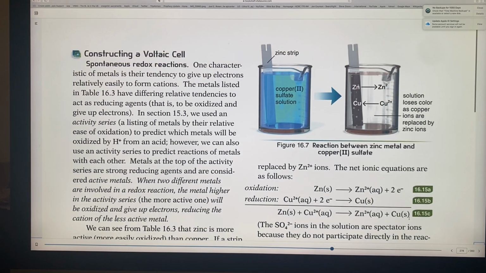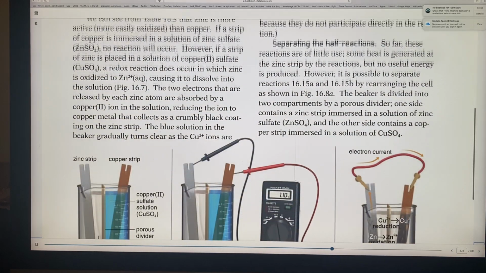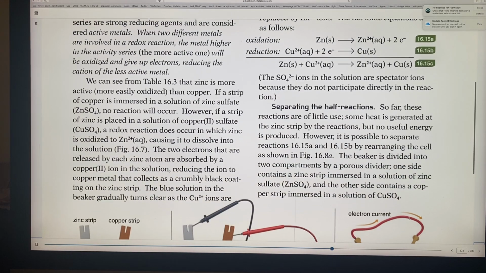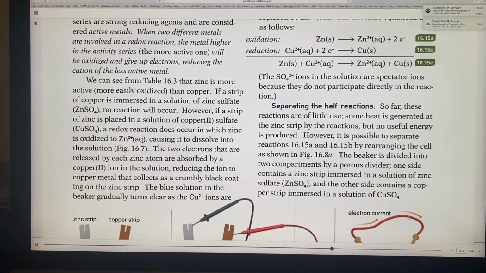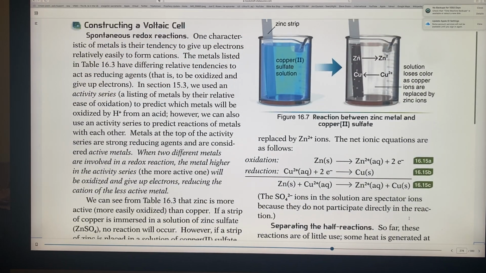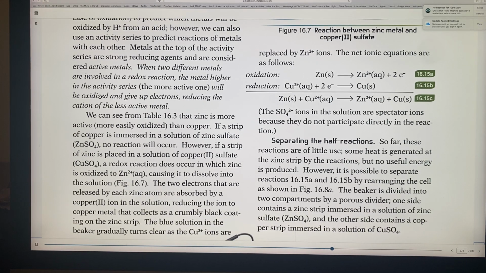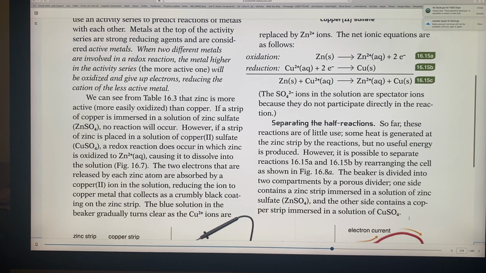What happens in these Voltaic cells? This is the process that we're talking about, constructing a Voltaic cell, and we're going to make one. So let's go on to the Voltaic cells here. It says separating half reactions. So far the reactions are of little use. This is cool, good colors and everything. And there's some heat produced, but so what? No useful energy is produced. But if we want batteries, how are we going to do this?